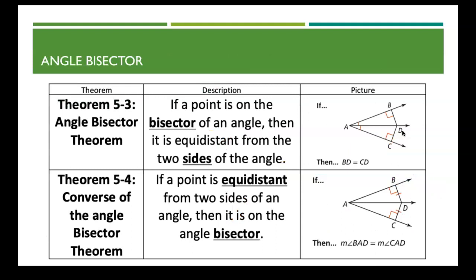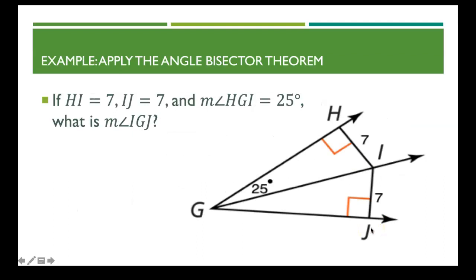Okay, the next theorem we're going to look at is the angle bisector theorem, and this is 5-3, and its converse is 5-4. So got that picture there, and what we're saying is if a line is an angle bisector, then any point on this line, on the angle bisector, is equidistant from the sides of that angle, and vice versa. So let's do a couple examples.